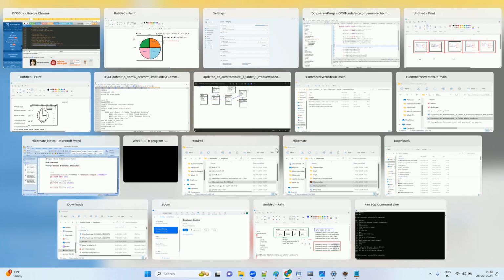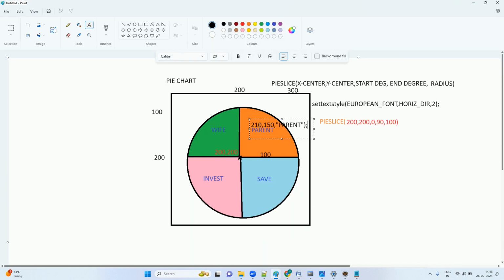So I take this and I put these coordinates over here. Let me make it bigger, and what do I write over here? Out text x y, 210, 150 and parent. Is this making sense to you all, guys? So this pie slice is having this out text xy. Make sense? Correct.